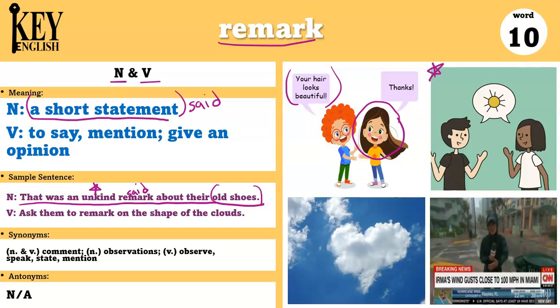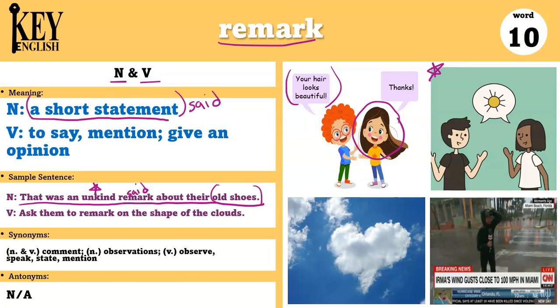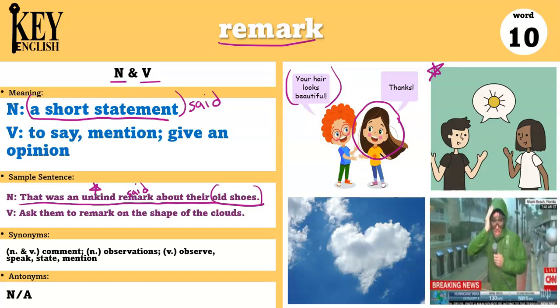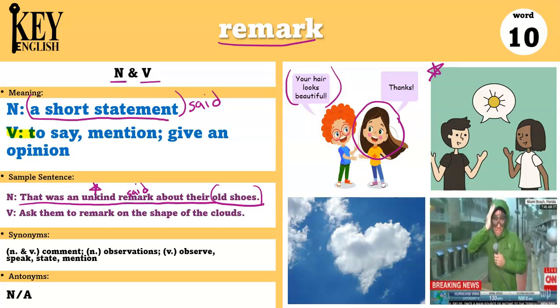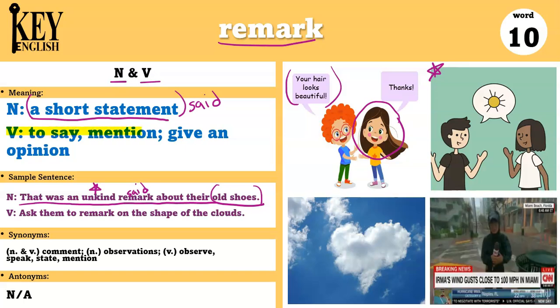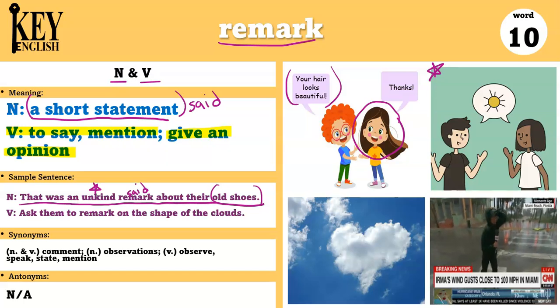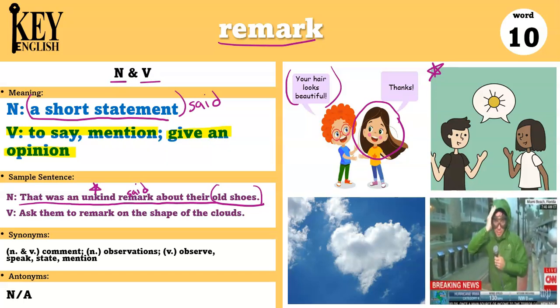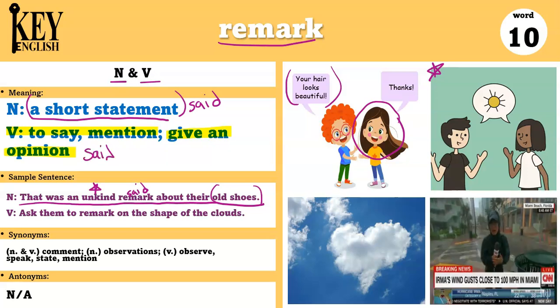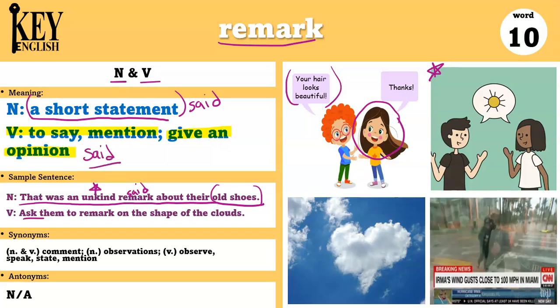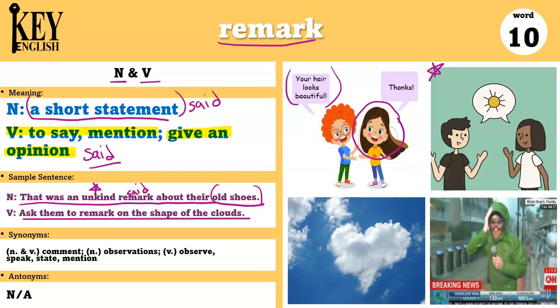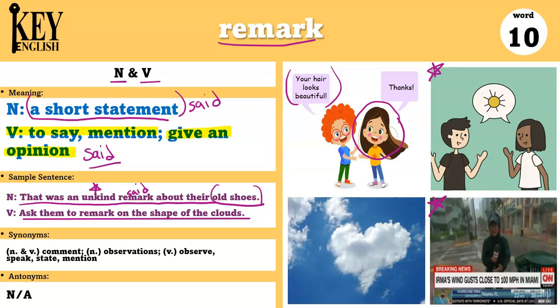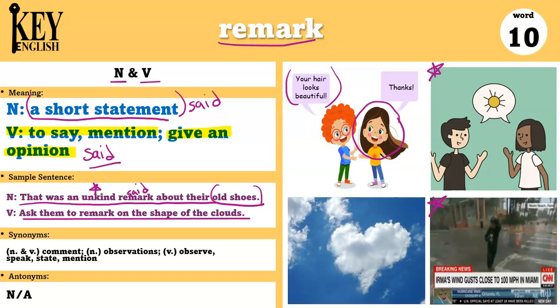Another example would be, people often remark about the weather. They often talk about the weather. Remark can also be used as a verb, and it is to say or mention, or to give an opinion. So now we're using remark as the word said. Someone said something. For example, ask them to remark on the shape of the clouds. Or I can say, the weatherman remarked that it was very windy today.